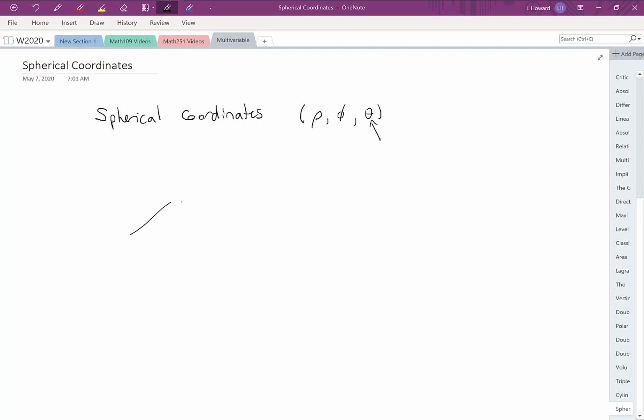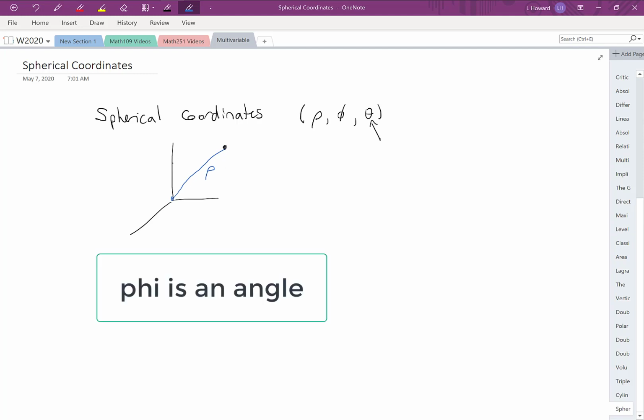So let's draw a picture. Say we're in 3D, and let's say we want to represent this point here with spherical coordinates. All right, so rho represents the distance in 3D from our point to the origin. So there's rho, three-dimensional distance. Phi is always measured from the positive z-axis. So phi goes this way.